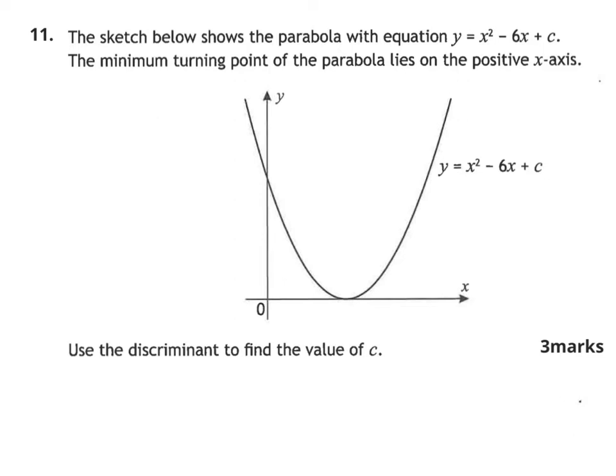Okay, our next question is a slight spin on your discriminant question. They have given you the equation with the value of c, and they have said use the discriminant to find the value of c. Now normally they would say find the value of c when it has equal roots or two real roots, but this time it doesn't say it, but you have to recognise it from the picture.